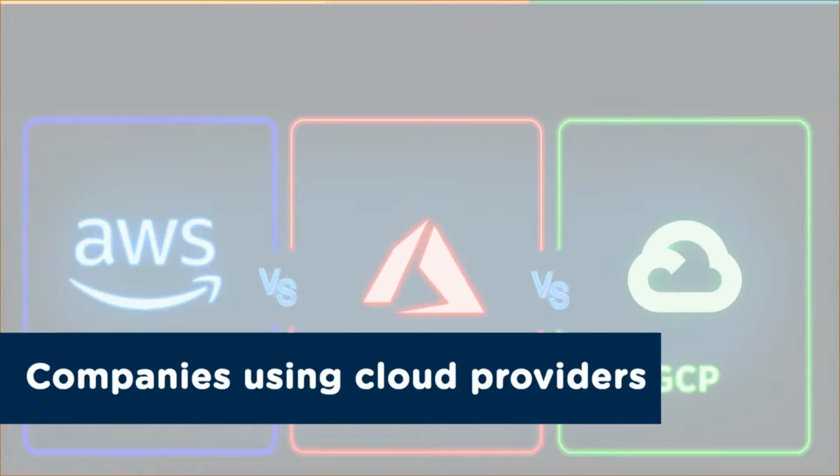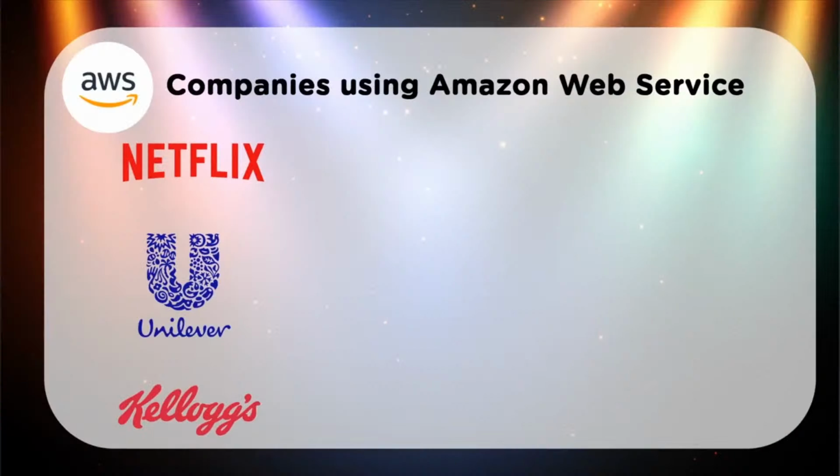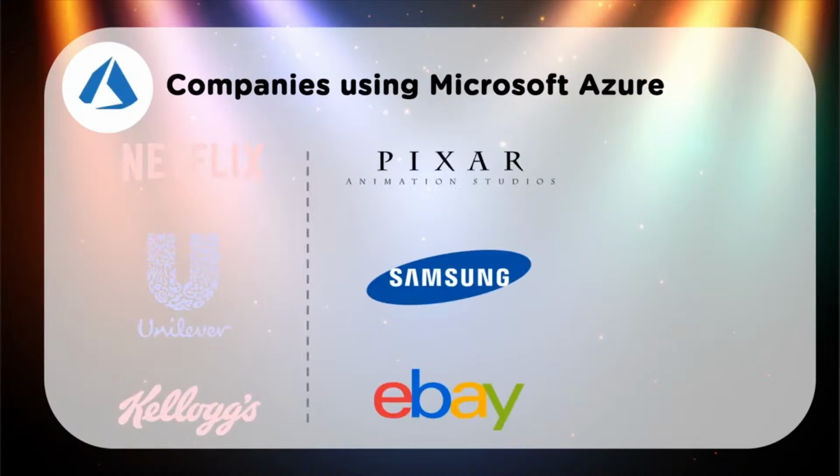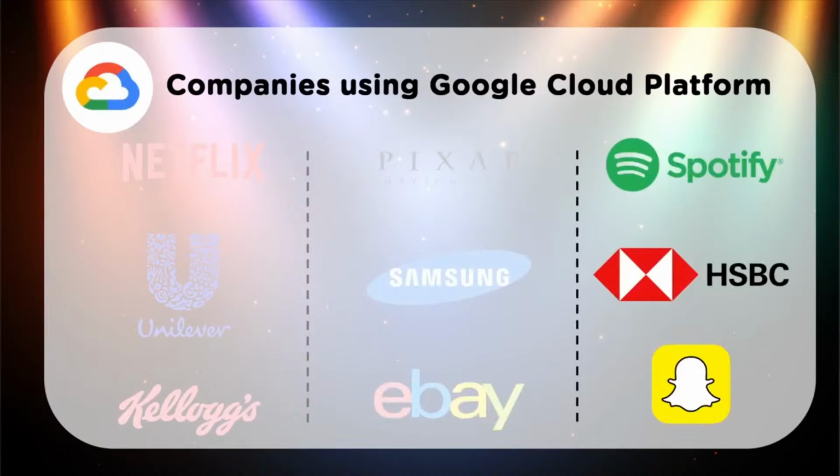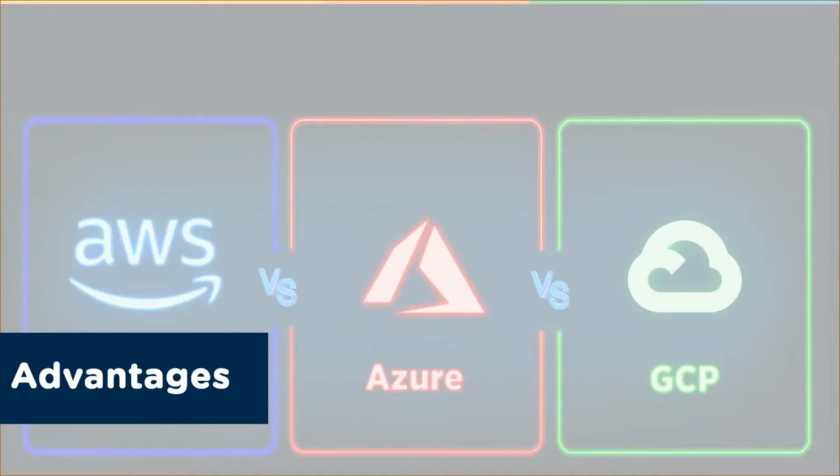Now let's talk about the companies using these cloud providers. For AWS, we have Netflix, Unilever, Kellogg's, NASA, Nokia, and Adobe. Pixar, Samsung, eBay, Fujitsu, EMC, and BMW, among others, use Microsoft Azure. So as seen on your screens, the companies that use GCP are Spotify, HSBC, Snapchat, Twitter, PayPal, and 20th Century Fox. Let's talk about the advantages of each of these services.